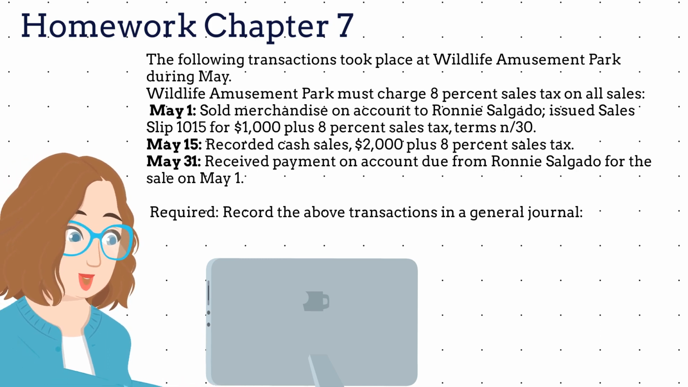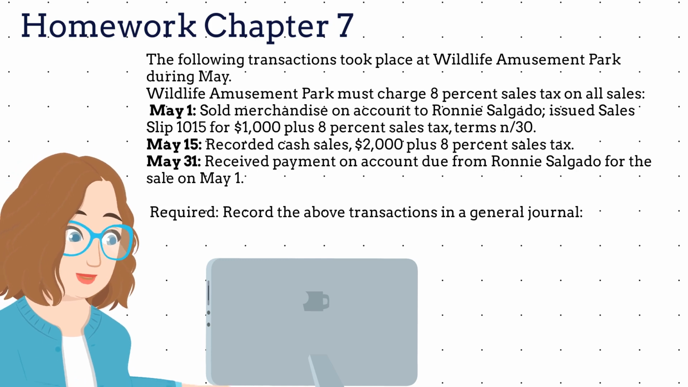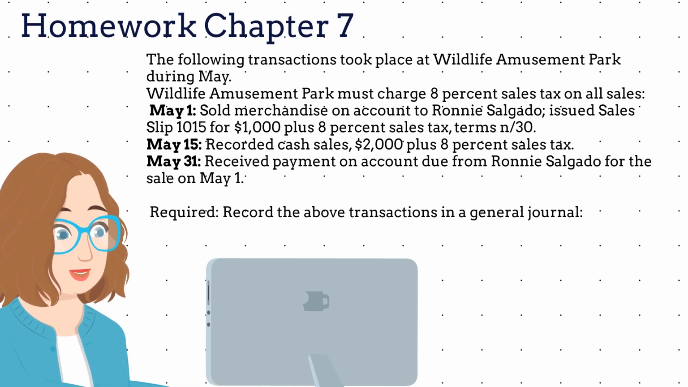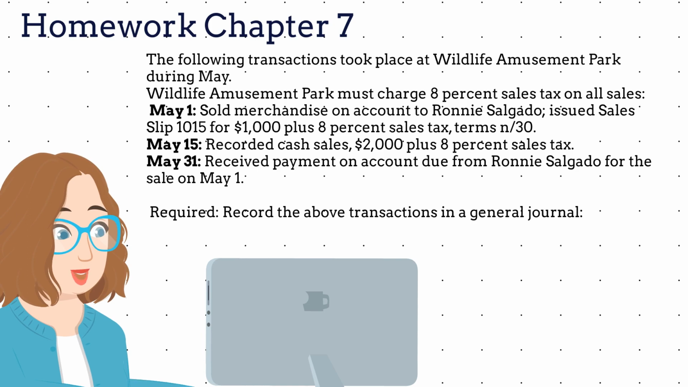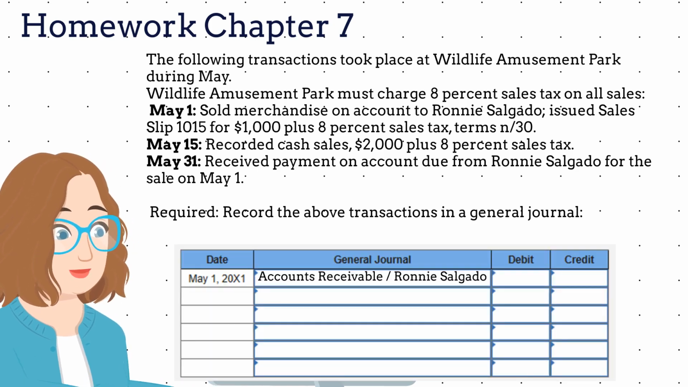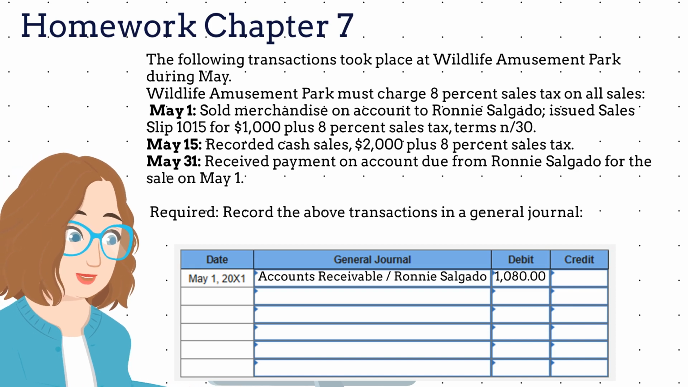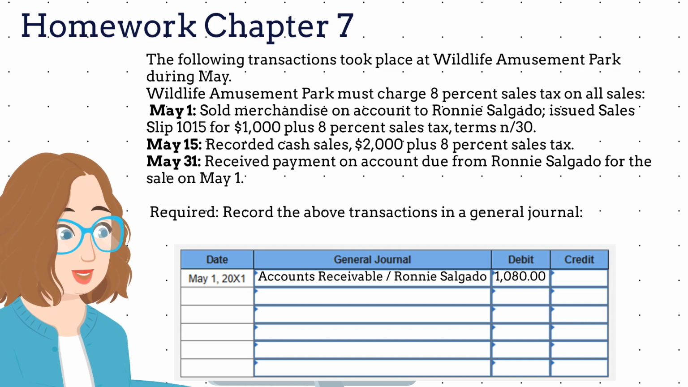On May 1st, the company sold merchandise on account to Ronnie Salgado, issued sales slip 1015 for $1,000 plus 8% sales tax. The terms are net 30. To record this transaction, we debit accounts receivable for Ronnie Salgado for $1,080. Why is it $1,080? Because we have included the sales tax of 8% in the accounts receivable.